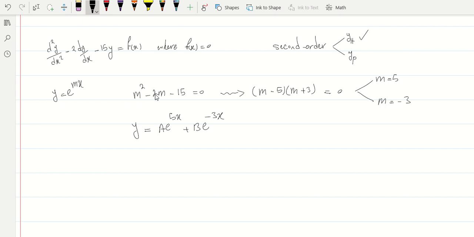Now, I would find the a and b values if needed. Since this question didn't give us any initial conditions, we can't find the values of a and b, and this would be the only answer that we can get. And this would be our general answer for this equation. But if the question had given us some initial conditions, we could find the values of a and b.